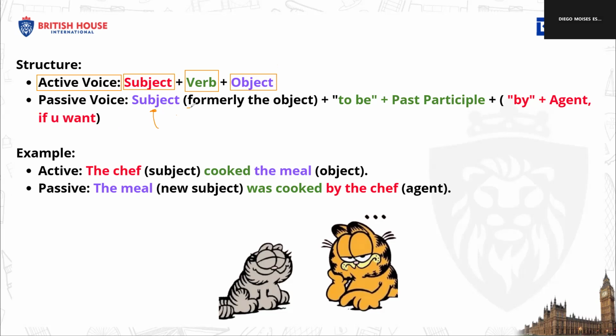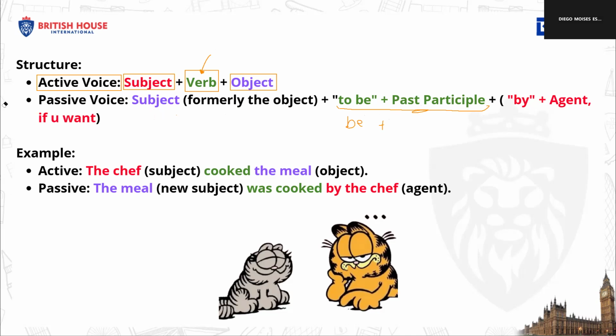Well, we have here formerly the object. What is formerly? Formerly is before. Antes era el objeto, ahora es el sujeto de nuestra oración. And then we have the verb. But what happens here? Well, the verb is no longer just a normal verb. Your verb in passive voice has to be verb to be plus past participle.